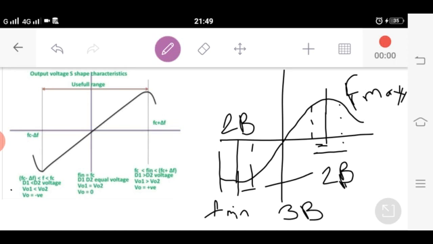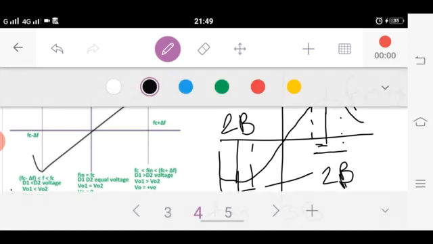Now, the advantageous part is that it is more efficient compared with the simple slope detector, and the linearity is much better compared with the simple slope detector.